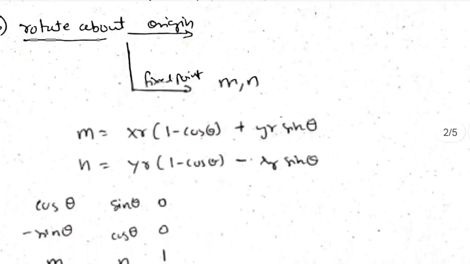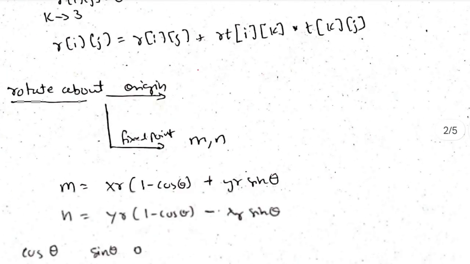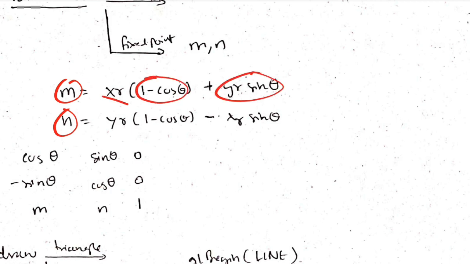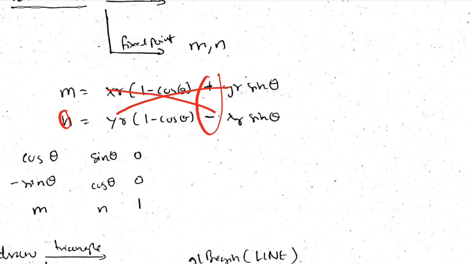Let's move on. You have the second function, which is either rotate about origin or rotate about fixed point. Now remember, if it is origin, it is 0 comma 0. If it is fixed point, we have to take m and n values. Remember this formula: m is xr into 1 minus cos theta plus yr sin theta. This is compulsory for you to remember. For n, just exchange these two, so xr will come here and yr will come here, and make this plus as minus. That will be the n value.